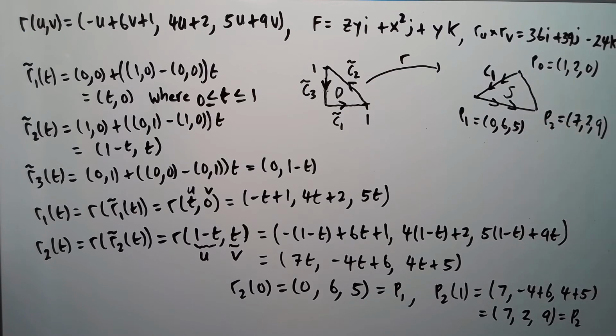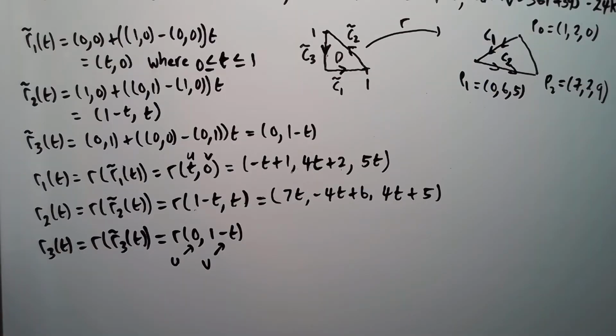I'm going to call that C2. Okay, so I've called it C2. Now let's do our R3. So R3 is going to be R composed with R3 tilde of t. So let me do that. So my R3 will be R of R3 tilde of t, which will be R of 0, 1 minus t. So it'll be 0 in place of u, 1 minus t in place of v up here. So let's do that.